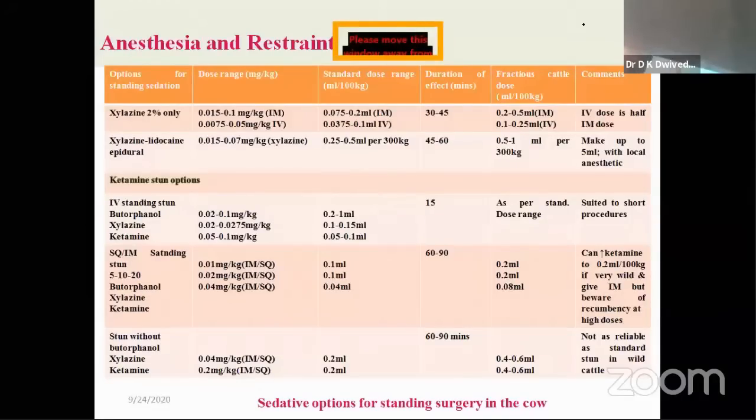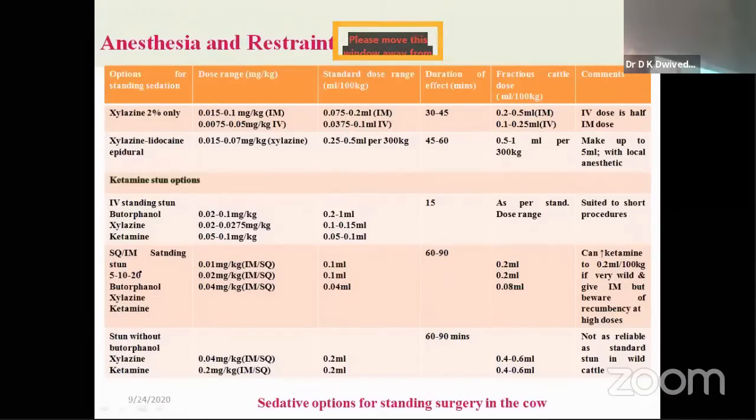Now again, you can use IV stents for the standing anesthesia, the standing C-section. For the IV stent, you can use the combination of butorphanol, xylazine, and ketamine. Butorphanol dose rate is 0.2 to 1 ml per 100 kg body weight of the animal. Xylazine, you can use 0.1 to 0.15 ml per 100 kg body weight, and ketamine you can use 0.05 to 0.1 ml per kg body weight.